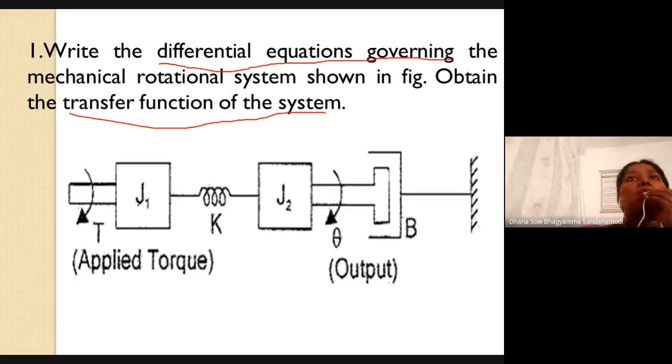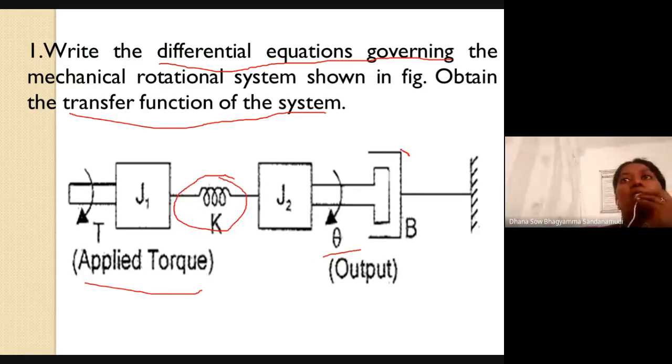So in this system we can see two moment of inertia elements J1 and J2. This is the applied torque, which they have already clearly mentioned here. This is the output they have clearly mentioned. I can see a spring element, and I can see a frictional element. Similar to your mechanical translational system, in this case also you must write down the free body diagrams.